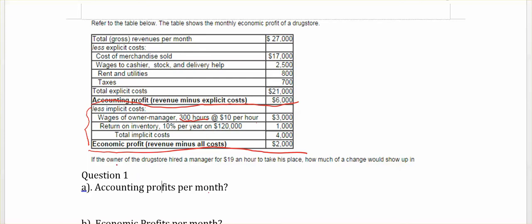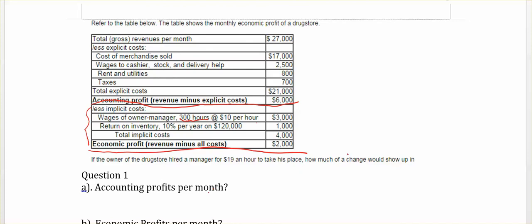So they are the implicit cost. And now let's look at the question. If the owner of the drugstore hired a manager for $19 an hour to take his place, how much of a wage would show up in accounting profit per month? So you need to pay attention to the instruction on your question. Enter your response as a whole number. Indicate a negative response with a negative sign. So which means we can have negative profit, which means we lost profit.